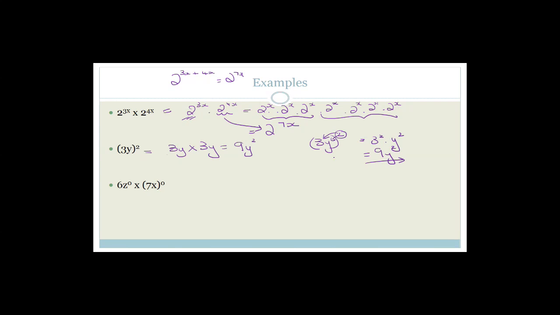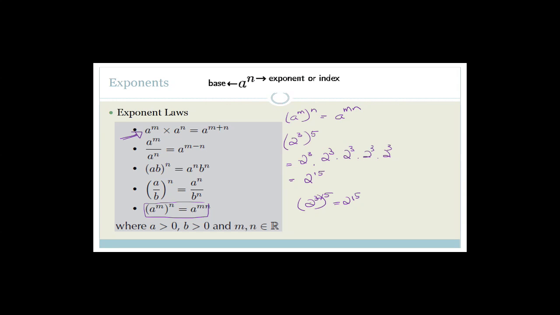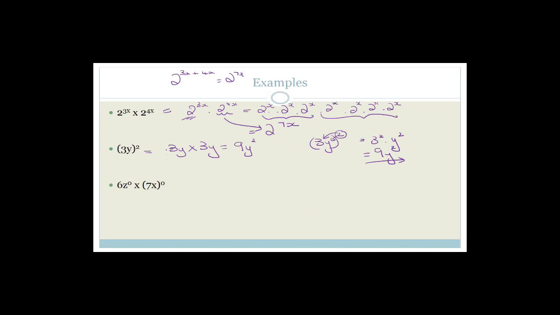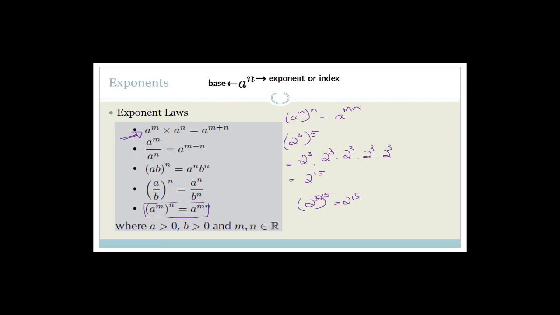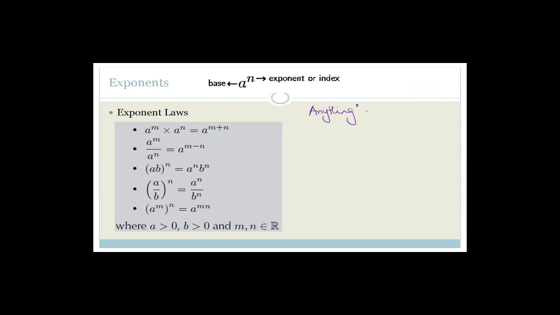Ta-da! Okay, now, one of the rules that I haven't included in the previous laws yet was that anything to the 0 equals 1. So let me just prove that to you, and I'm going to write it over here. I'm just going to delete this writing. Okay, so anything to the 0 equals 1.